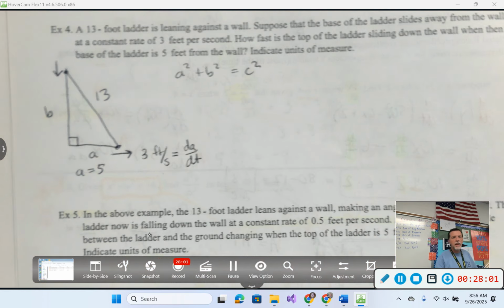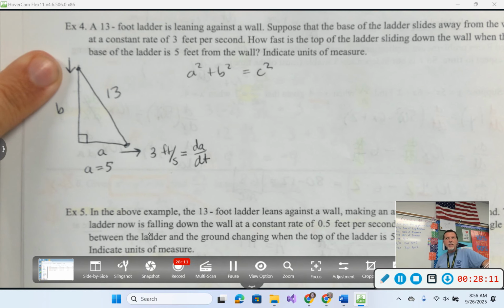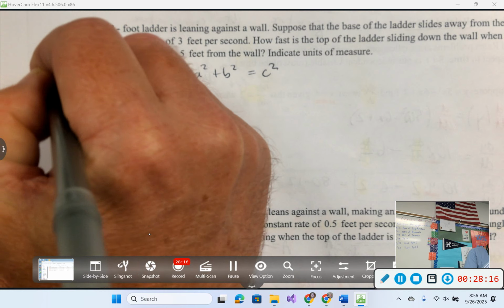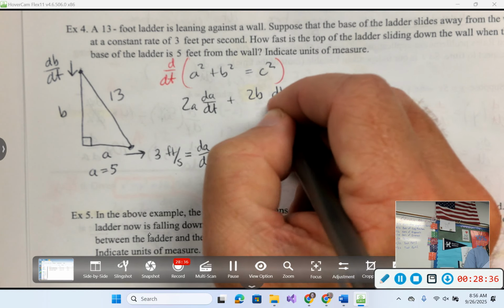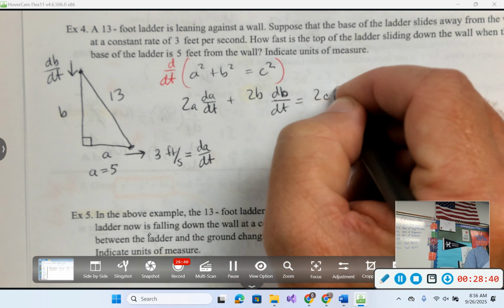Do we know what variable they're asking for up here? That's what it is in the picture. That's dB dt. It's how b is changing. Well, let's take a derivative of this thing and see what we get. So 2a dA dt. All my variables are different, so I'm going to get lots of variables and lots of derivatives in this one. 2b dB dt equals 2c dc dt. That looks like great fun.